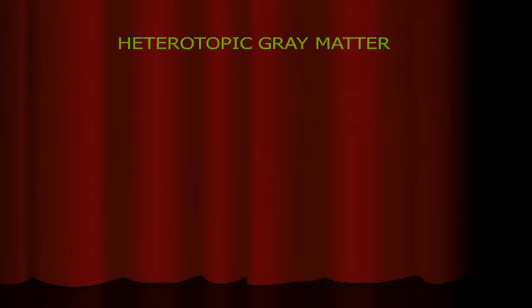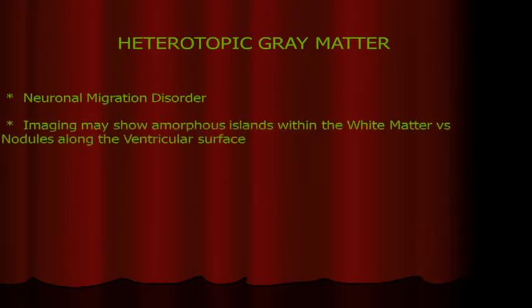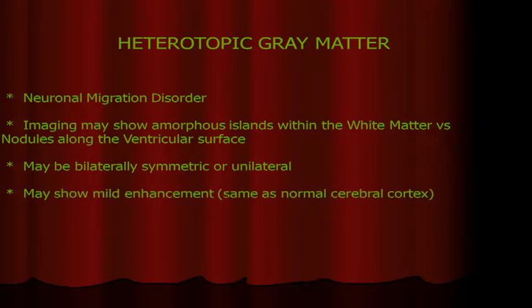And so heterotopic gray matter is another neuromigrational disorder. May show amorphous islands within the white matter versus nodules along the ventricular surface, just like I told you. It may be bilateral symmetric or it could be unilateral. May show mild enhancement, but it should do the same as the cerebral cortex.